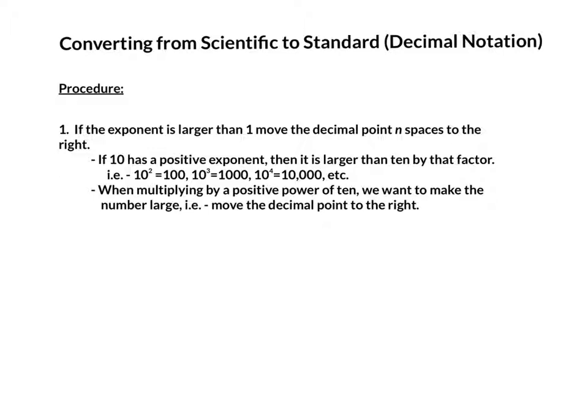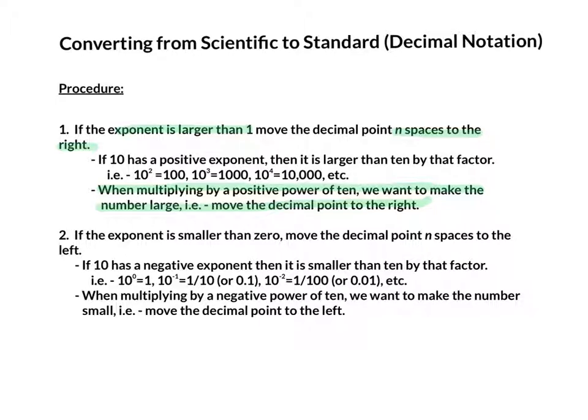So if 10 has a positive exponent, then it's larger than 10 by that factor. For instance, 10 squared is 100, 10 cubed is 1,000, 10 to the fourth is 10,000. When multiplying by a positive power of 10, we want to make the number larger, i.e. we're going to move the decimal point to the right. If the exponent is smaller than 0, then we want to move the decimal point n spaces to the left.